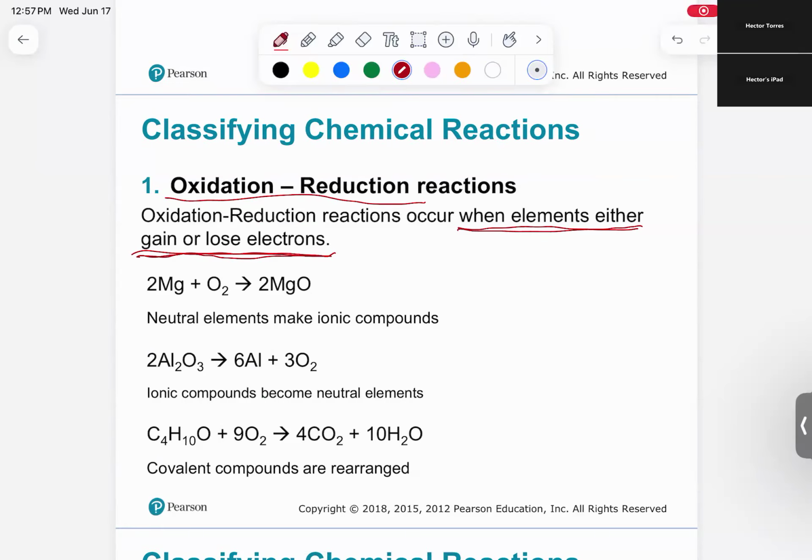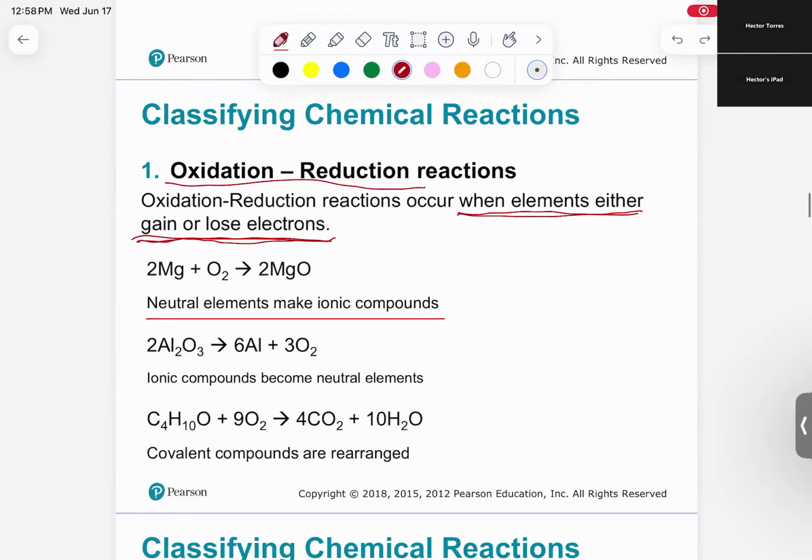The main thing you're going to look for is neutral elements that make ionic compounds. Neutral elements are going to be like this oxygen and this magnesium. There's no charges on them, so they're neutral. Most of the time, we're going to see magnesium as 2 plus because that's how many electrons it needs to lose. However, sometimes it'll be in neutral form. And so that's how we can tell that something is going to be an oxidation and reduction reaction.